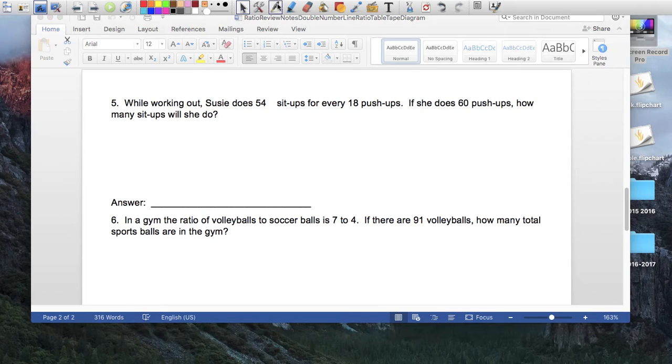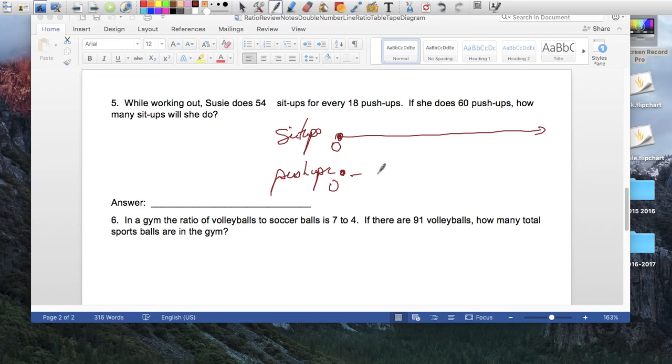Working out, so he does 54 sit-ups, so we're comparing sit-ups and push-ups. So 54 sit-ups, let me make a number line. That's 0, by the way, I keep forgetting to put that 0. 54 sit-ups, and she does 18 push-ups. There's your relationship right there. You can simplify this if you like.